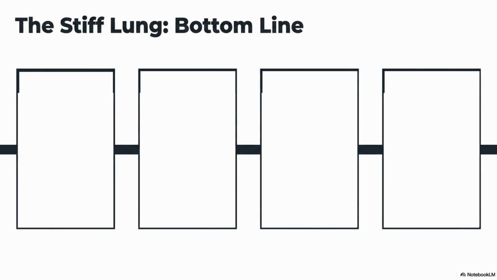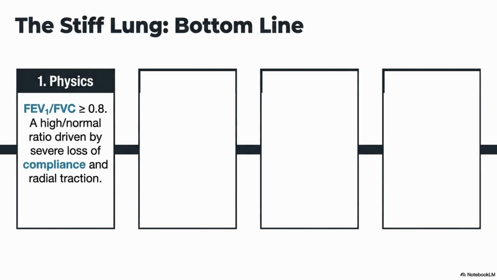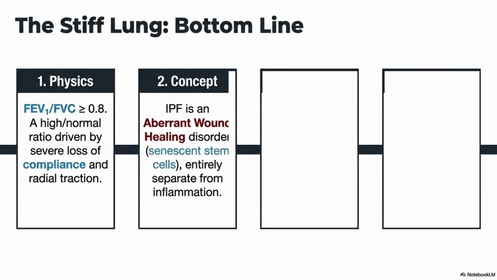Let's wrap up with the stiff lung bottom line. Number 1, physics. The FEV1 to FVC ratio is greater than or equal to 0.8. This high or normal ratio is driven by the severe loss of compliance and radial traction. Wound healing disorder involving senescent stem cells, which is entirely separate from inflammation.